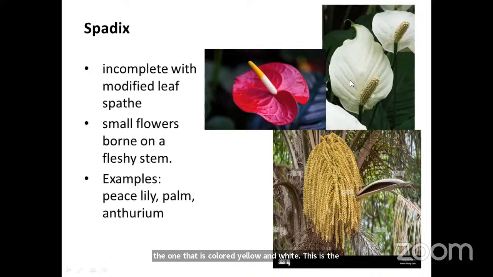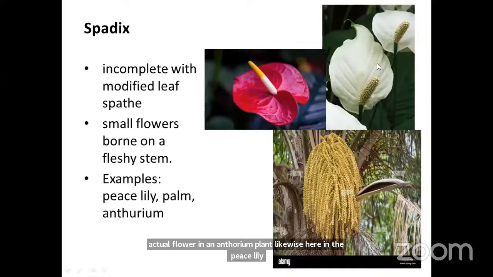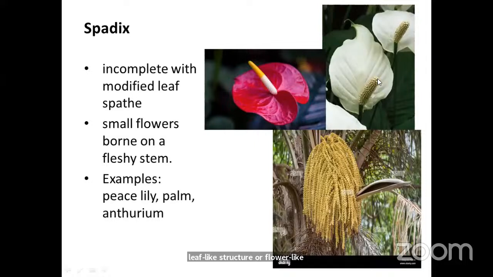Likewise, in the peace lily, the white leaf-like or flower-like structure is not the actual flower. We call this the modified leaf spathe. And also in palm trees or palm plants, the flower is classified as spadix inflorescence.